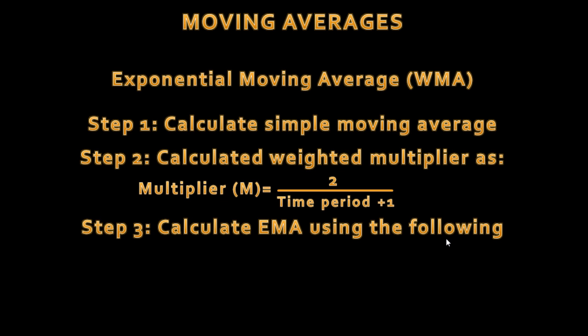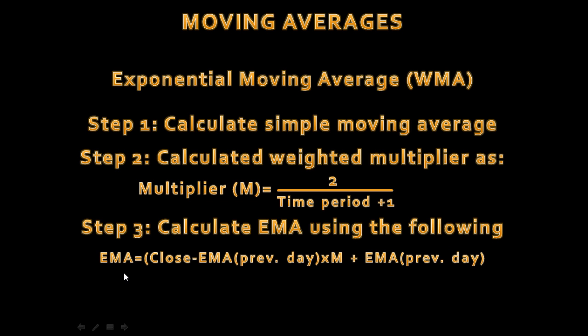The next step is to calculate the exponential moving average using the following formula. In order to calculate the exponential moving average for the current period, you take the closing price of the current period and subtract the exponential moving average of the previous day, multiply it with the multiplier m, and add this to the exponential moving average of the previous day. Using this expression, you arrive at the exponential moving average for the current period.